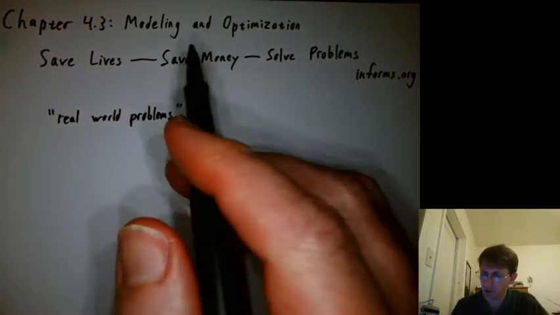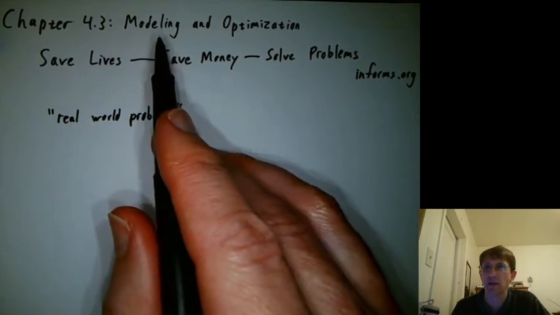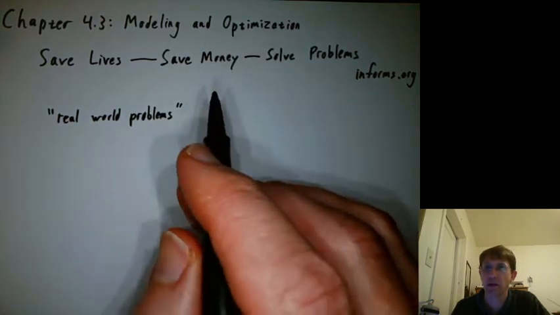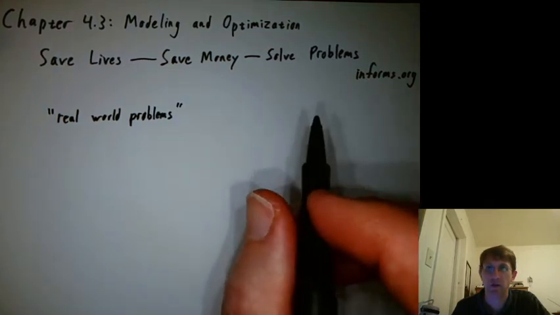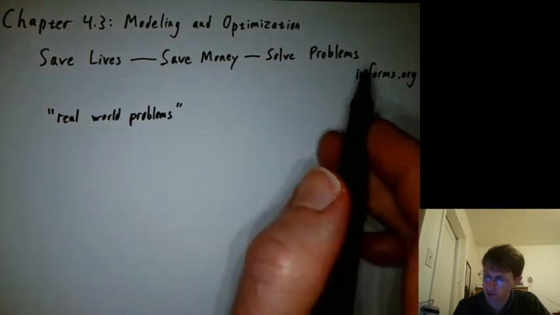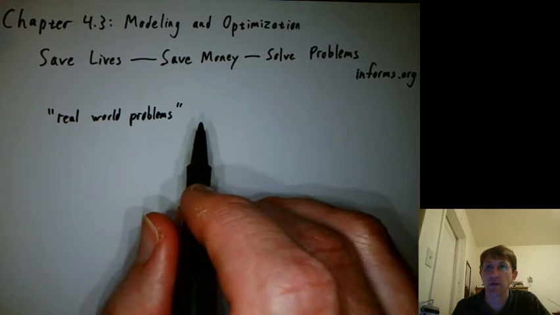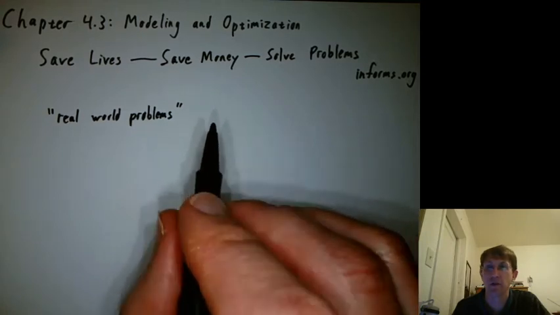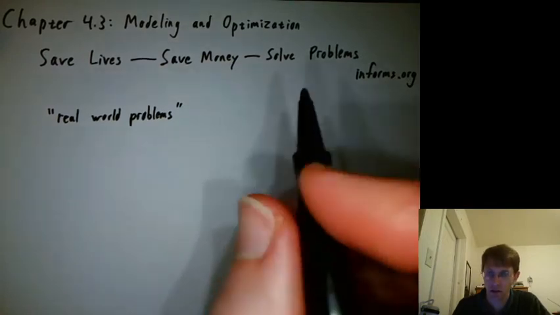Let's talk about chapter 4.3, one of my favorite ones. Not to have favorites or anything. It's about optimization and real-world modeling. I'm a member of a professional organization called Informs, and their motto is save lives, save money, solve problems. It's the Institute for Operations Research and Management Science. I'd be happy to talk with you about career opportunities in operations research. You could also think of it as advanced analytics.